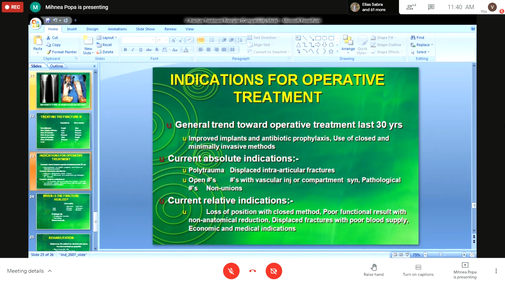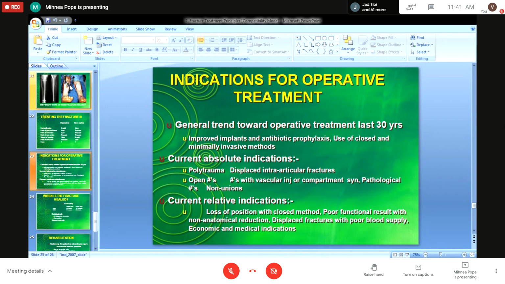The absolute indications for operation: polytraumatism, displaced or intra-articular fractures, open fractures of course, any lesions of the vascular or nervous system, compartment syndrome, non-unions or other related pathologies. Relative indications: the loss of position with closed methods. So after we reduce it with closed methods, if the reduction doesn't maintain itself, then we have to operate. If we have poor functional results with non-anatomical reduction, then we have to operate to reconstruct the site.